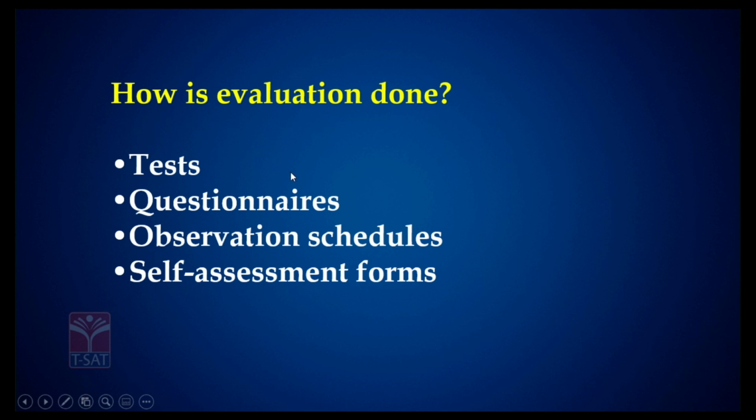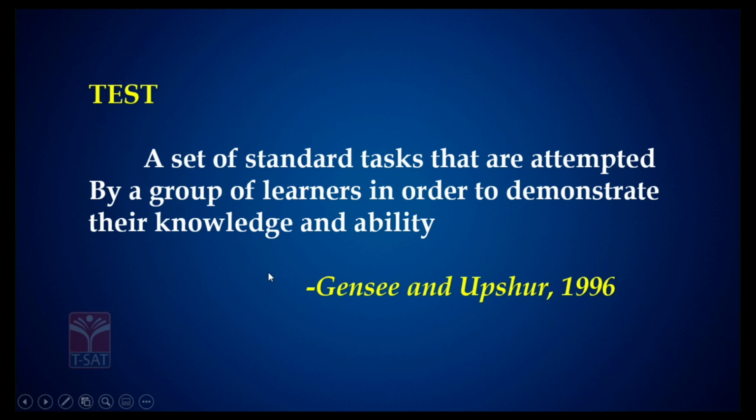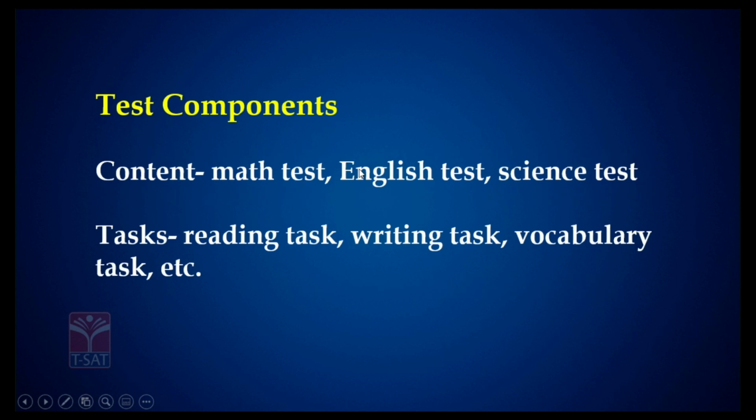And how is evaluation done? Evaluation is done in terms of tests and questionnaires, observation schedules, self-assessment forms, diaries, interviews, classroom observations, document survey, and portfolios. And let us see, we have already said a test is a set of standard tasks that are attempted by a group of learners in order to demonstrate their knowledge and ability. And test components. What can we have in a test?